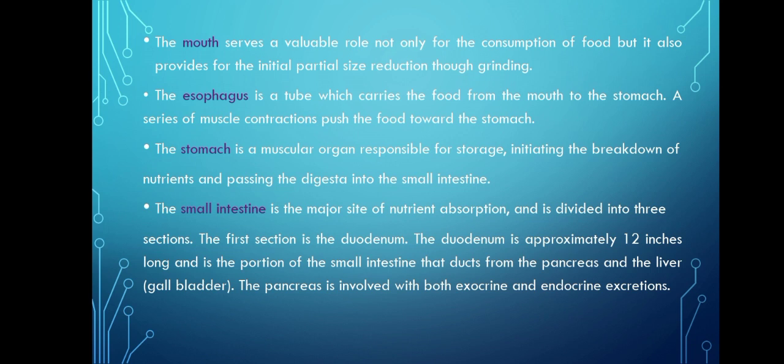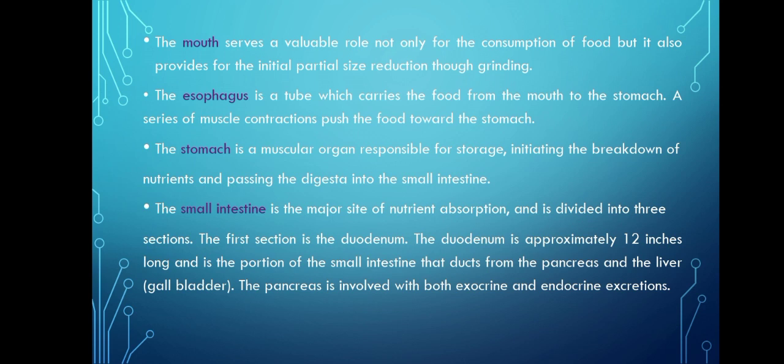So first is the mouth, which serves a valuable role not only for the consumption of food but it also provides for the initial particle reduction through grinding. The esophagus is a tube which carries the food from the mouth to the stomach. Muscle contractions push the food towards the stomach. The stomach is a muscular organ responsible for storage, initiating the breakdown of nutrients, and passing the digesta into the small intestine. The small intestine is the major site of nutrient absorption and is divided into three sections.